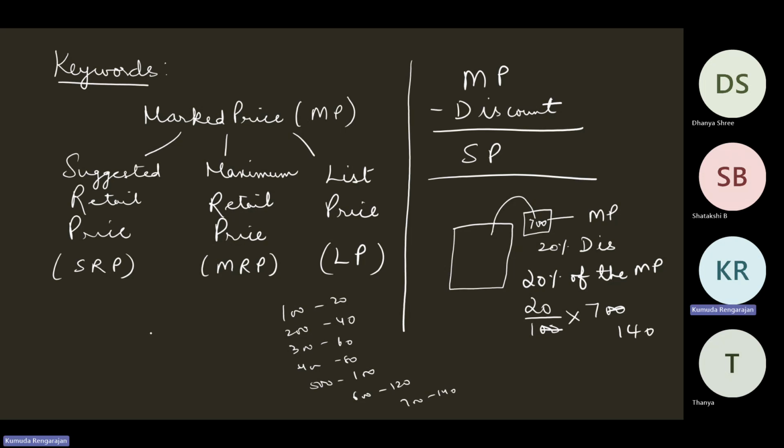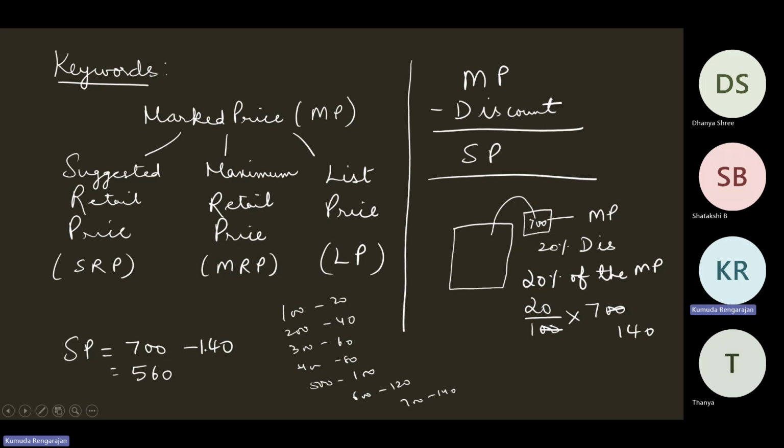So the dealer is actually selling the shirt to you at the selling price for the dealer. For you, it is the cost price. For the dealer, the shopkeeper, it's a selling price. So he'll sell this shirt to you for 700 minus 140. You have to pay only 560 rupees for the shirt.